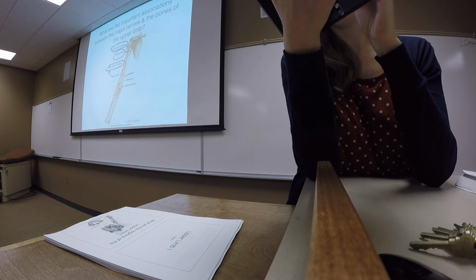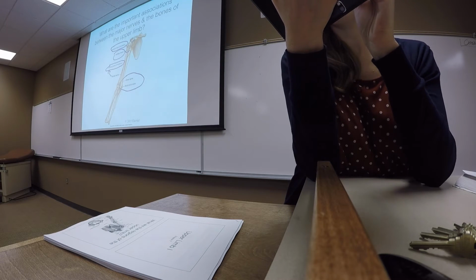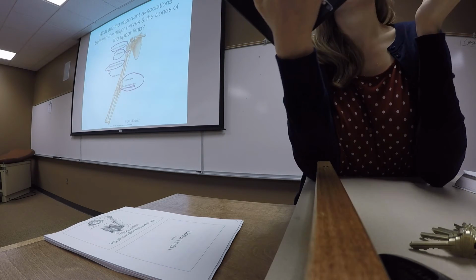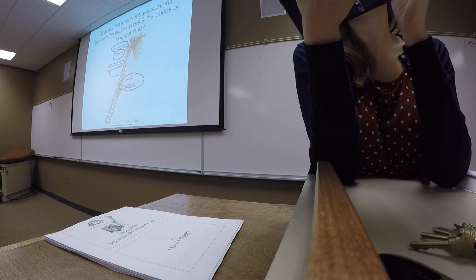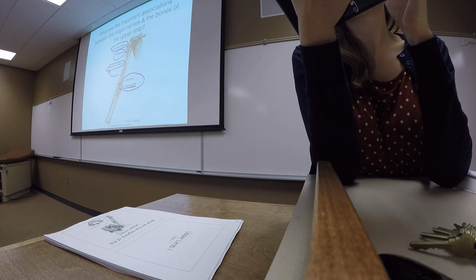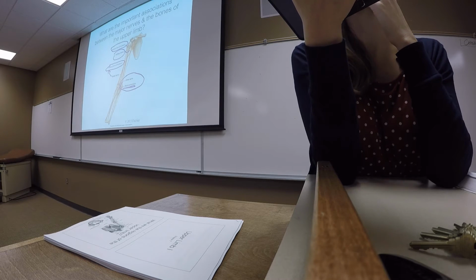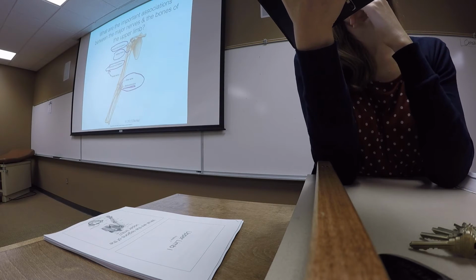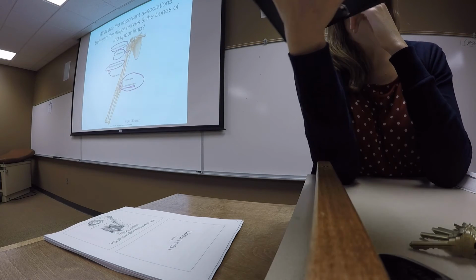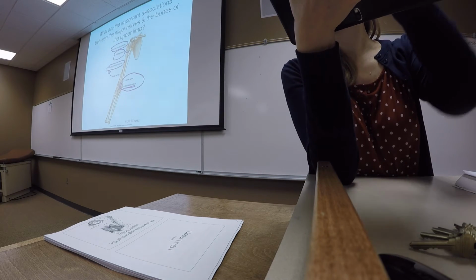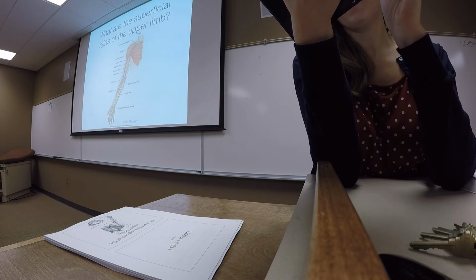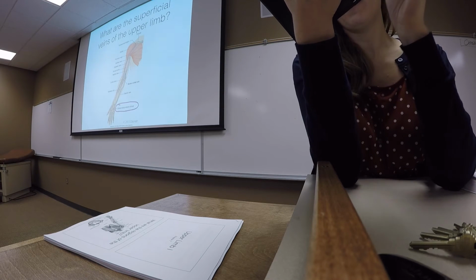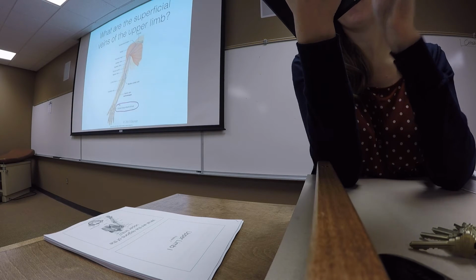On the posterior side of the humerus, there's a groove called the radial groove, and the radial nerve runs right in that. And so mid-shaft fractures of the humerus often are associated with radial nerve damage. And then finally, the ulnar nerve runs right on the posterior side of the medial epicondyle of the humerus. So this is the region we typically call the funny bone. And so any fracture of the medial epicondyle, fracturing this region, potentially damages the ulnar nerve.